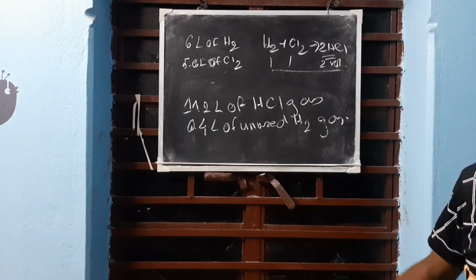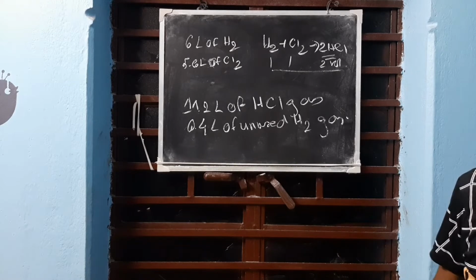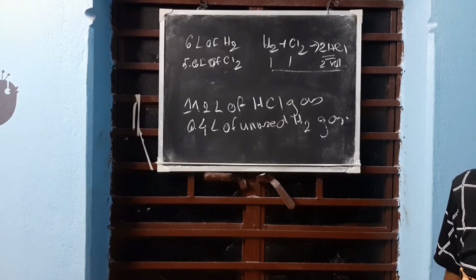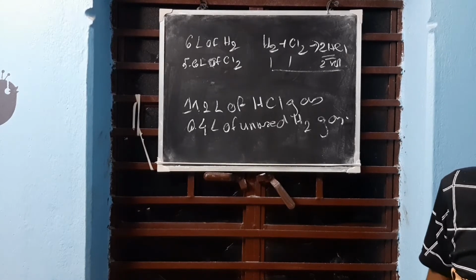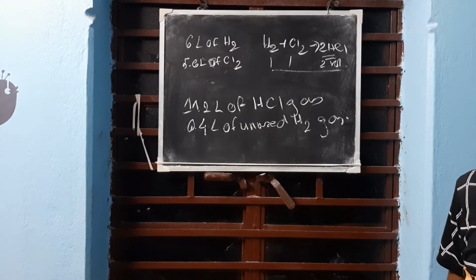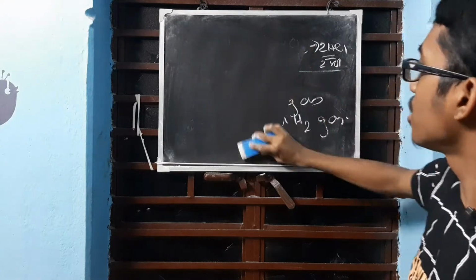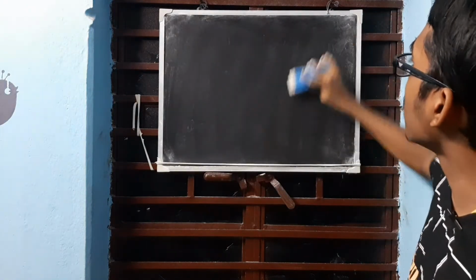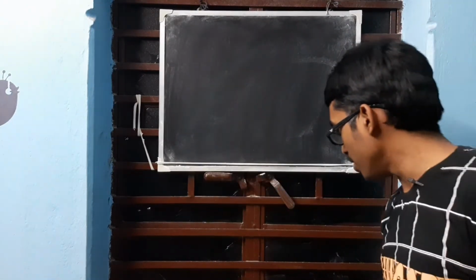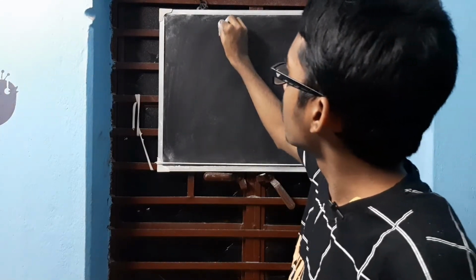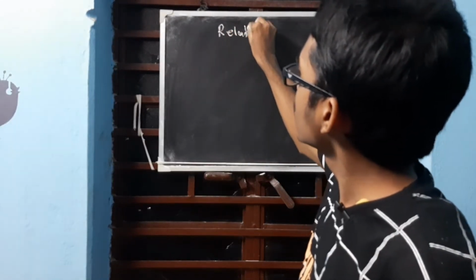So Gay-Lussac's law is done. Okay. Now let us move on to the next part. The next part is relative vapor density. Okay. Relative vapor density. This is a new thing.